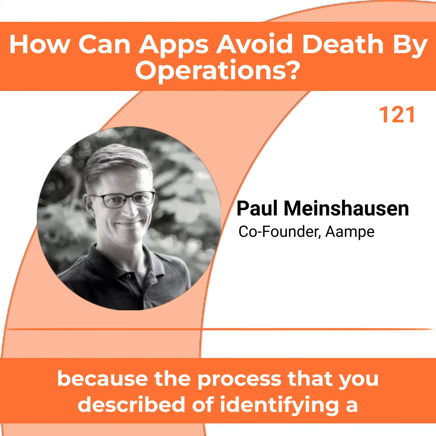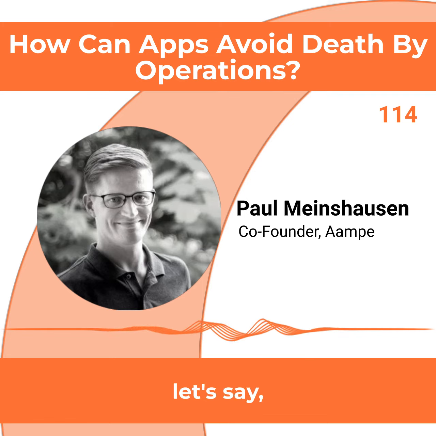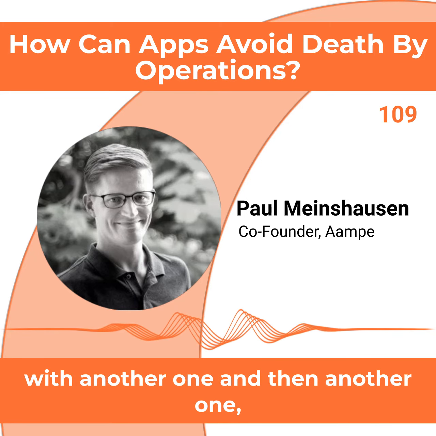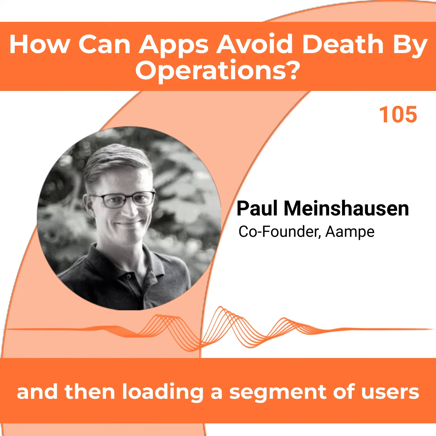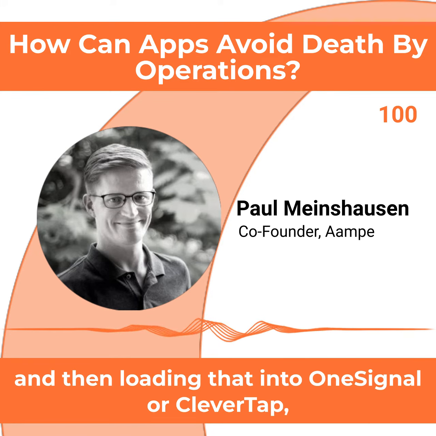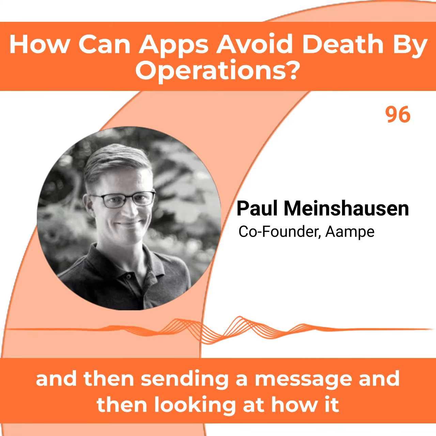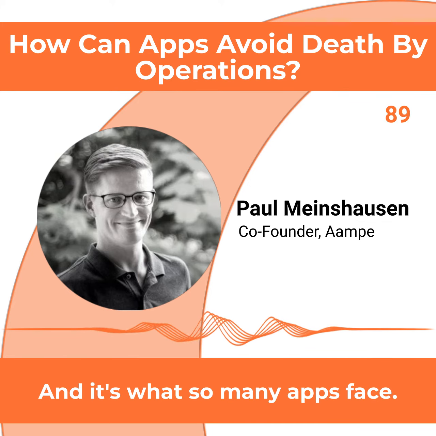Because the process you described of identifying a particular sector and building a cohort of, let's say, weekend users who are jazzed up on the weekend to order food, and then coming up with another one and another one, and then going back into your data to find who those people are, and loading a segment of users defined by that attribute into OneSignal or CleverTap, and both operate fairly similarly in that respect, and then sending a message, looking at how it performs and doing it again, is death by operation. And it's what so many apps face.